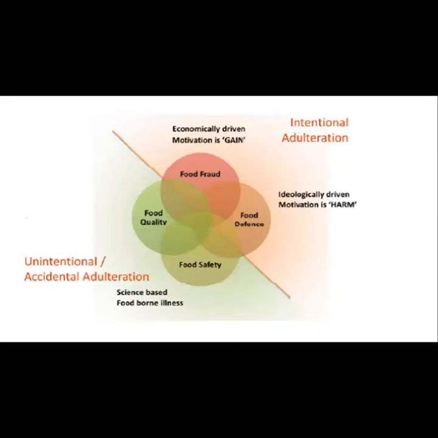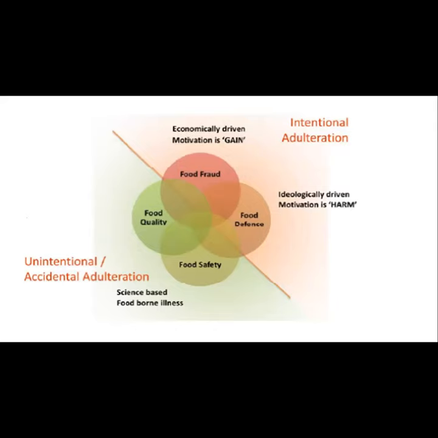Next is TACCP and VACCP. TACCP and VACCP is a new upcoming part in FSSC 22000. Now it is a mandatory part of it as per version 5.1. So TACCP is the food defense, and VACCP is the vulnerability, which is unintentional or intentional contamination of product.